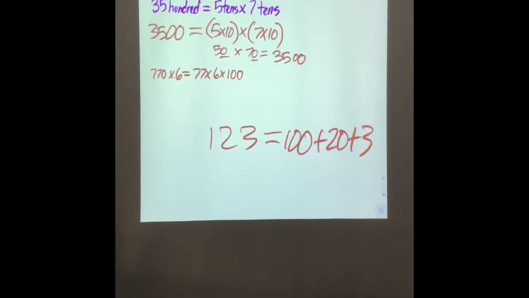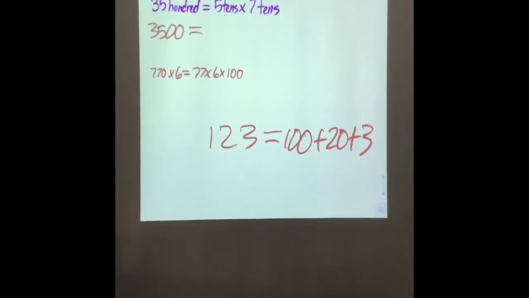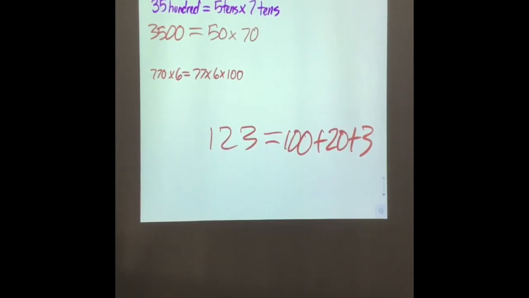Another way to have thought of it would be like this. I'm going to erase this part. And I could say, okay, I have 5 tens, right? Times 7 tens, right? 50. And I have 2 zeros here, I have 2 zeros here, right? And then 5 times 7 is 35. So that gives us the 2 zeros, right?